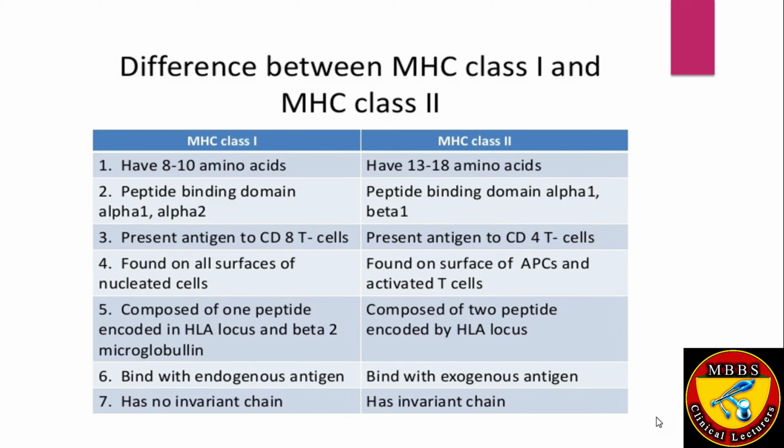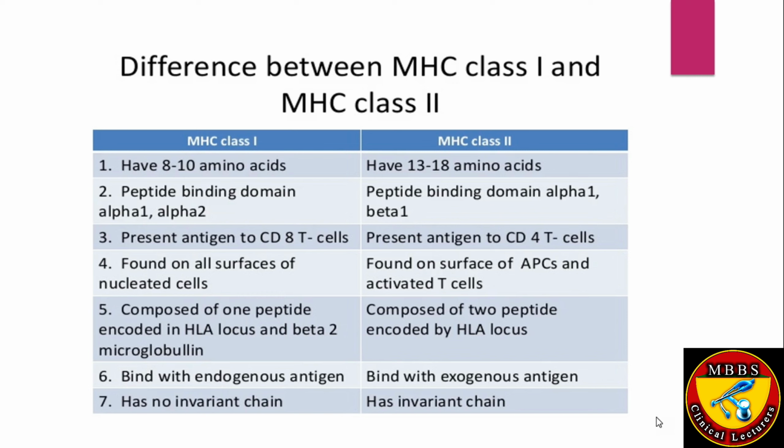But class 2 proteins are composed of two peptides, and they are encoded, again, by the HLA locus. Class 1 binds with the endogenous antigen, and class 2 mostly with the exogenous antigen. MHC class 1 has no invariant chain, while MHC class 2 has the invariant chain.